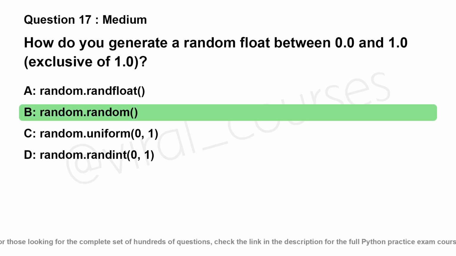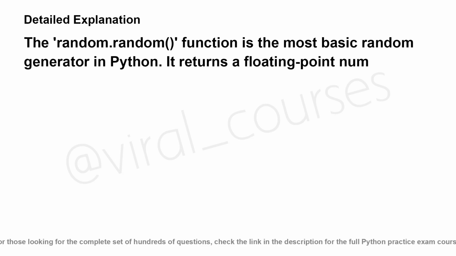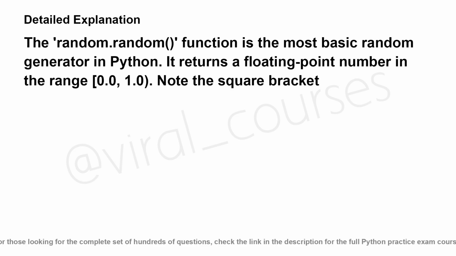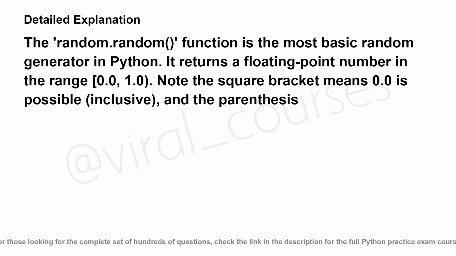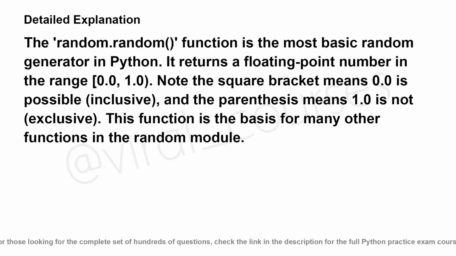The correct answer is B. The random function is the most basic random generator in Python. It returns a floating point number in the range [0.0, 1.0). Note the square bracket means 0.0 is possible, inclusive, and the parenthesis means 1.0 is not possible, exclusive. This function is the basis for many other functions in the random module.